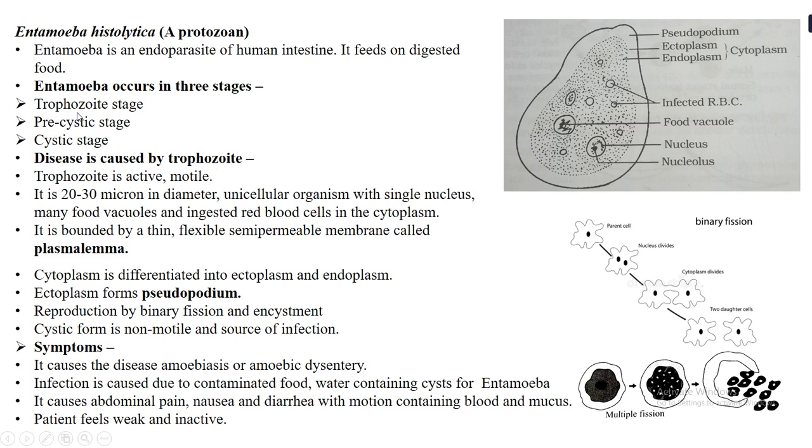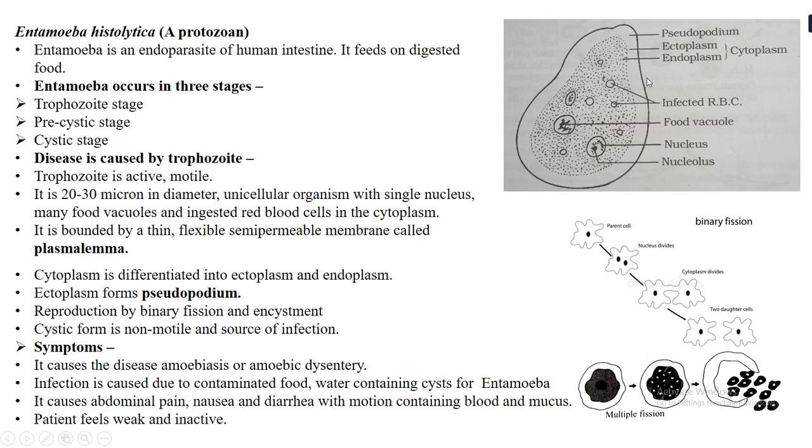The first one is the trophozoite stage, then there is the pre-cystic stage, and then the cystic stage. The disease is caused in this trophozoite stage. The trophozoite is active and motile. It is 20 to 30 micron in diameter, unicellular with a single nucleus at the center. Other than this, it will have many food vacuoles, and it will have ingested red blood cells in the cytoplasm. It is also bound with a thin, flexible, semi-permeable membrane called the plasma lemma.